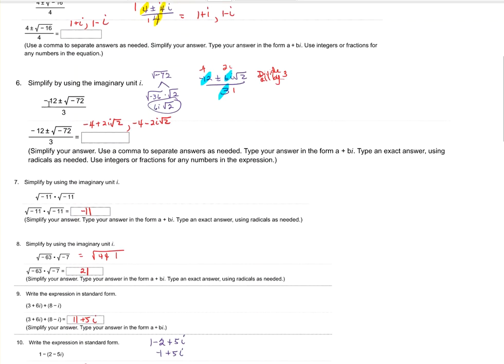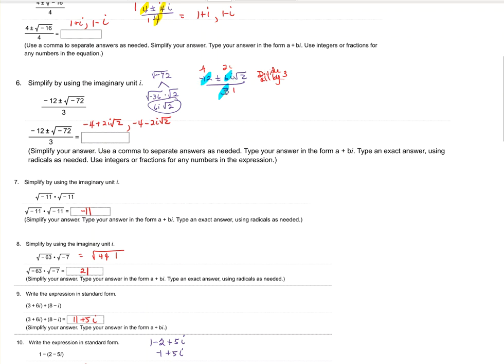Same thing with number 6. Let's do the negative 72 under the radical. We can break that down to the square root of negative 36 times the square root of 2. That part is 6i square roots of 2. We'll substitute that back in.